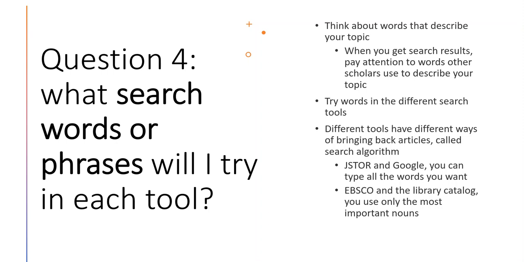JSTOR and Google, for example, and Google Scholar, search the full text of the articles, web pages, and books that they search. And that means that you can put a lot of words into each of those search tools. EBSCO and the library catalog only search the title, author, and summary notes in the search tool and not in the books and articles. So they're not actually searching the full text. So you have to be very choosy and only use the most specific words that really describe your topic.